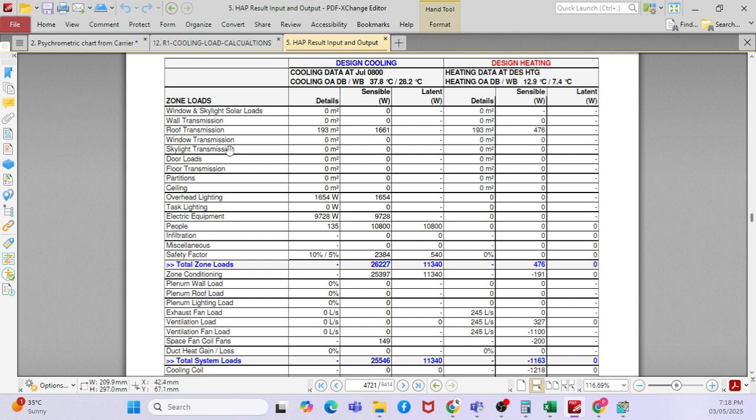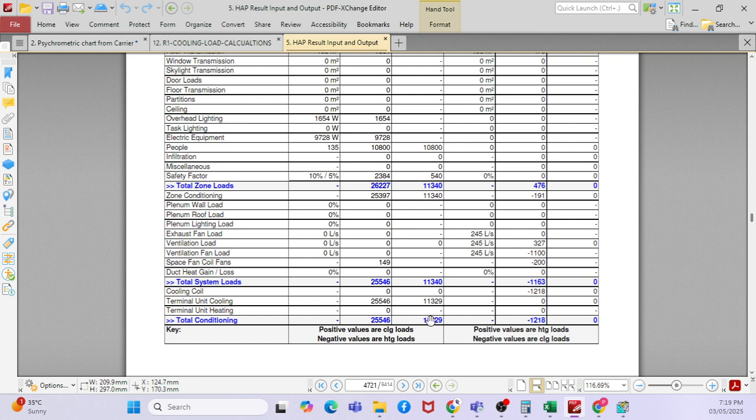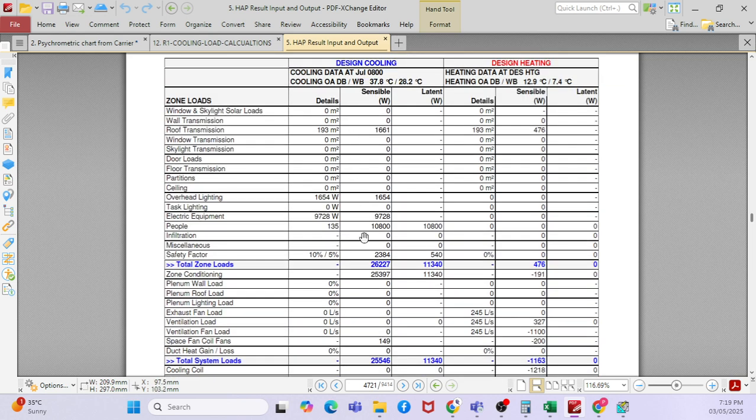So whatever we have seen here, this is a zone load, and zone load consists of both sensible load and latent load, right? So where did all these values come from? By using that equation, correct? When you add them together, you will get the total load. Total load is nothing but sensible load plus latent load.